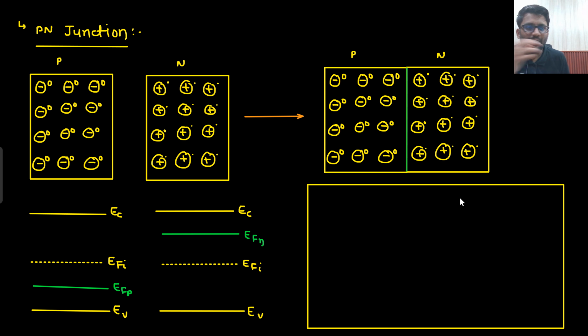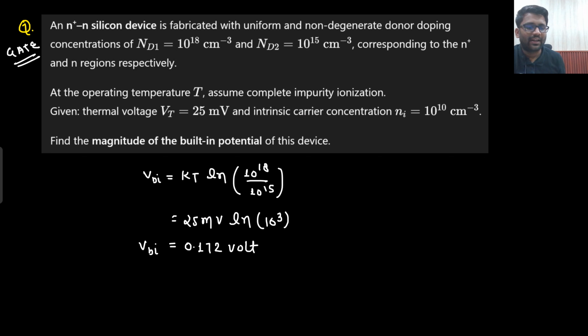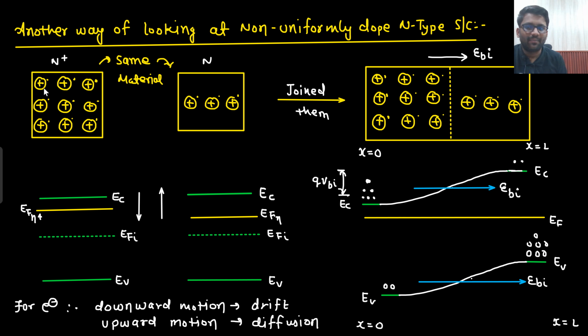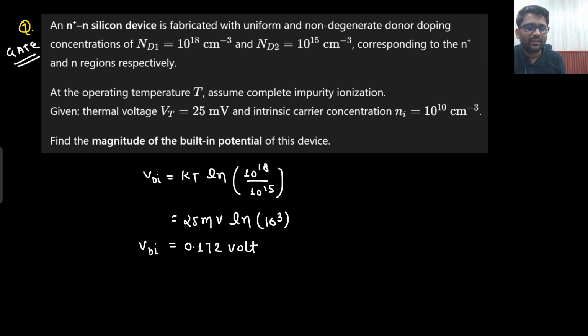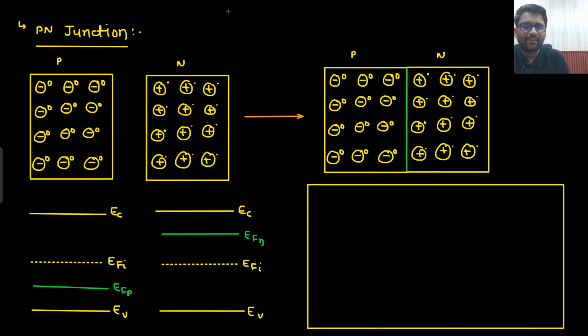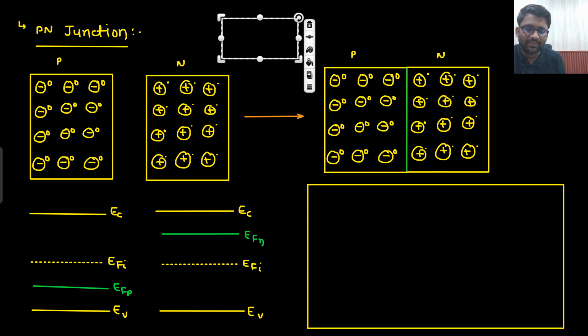Look, actually you are not doing this particular thing, that you get a P and then an N and then join them. Here also this scenario was not happening, that you get some N plus and then you get an N and then join them. No. Actually, I am just telling the fabrication: you would have a particular semiconductor.